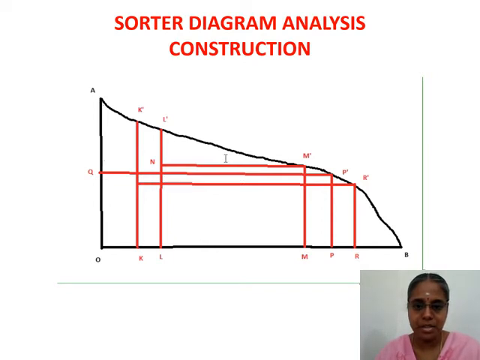We have completed the construction of the sorter diagram. LL dash is your effective length, below MM dash is your lower quartile, above LL dash is your upper quartile. RB is the short fiber. RB divided by OB will give you the short fiber content. We'll see each parameter's definitions and the formulas to find the same using this sorter diagram.